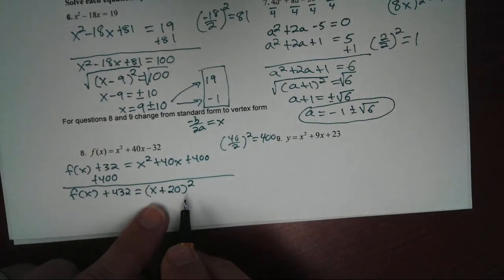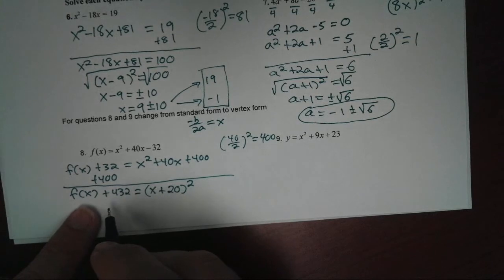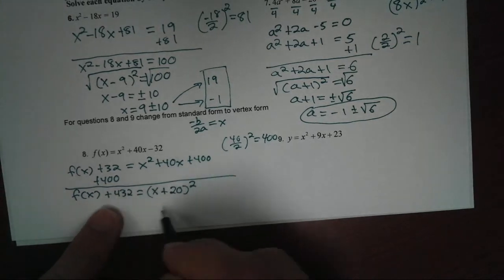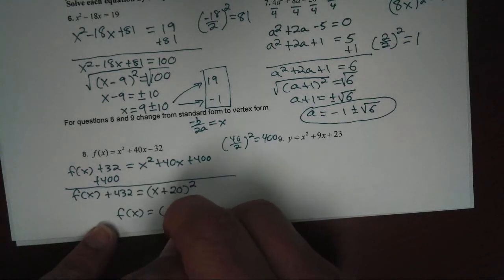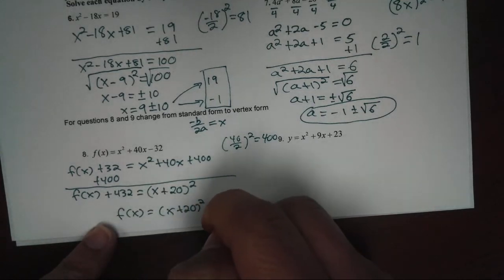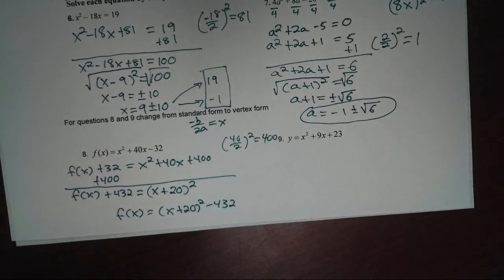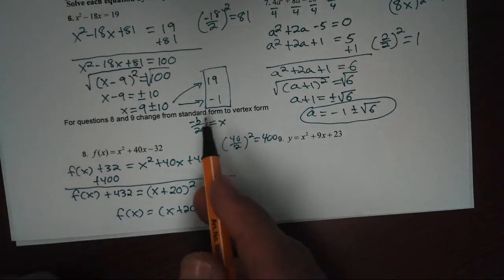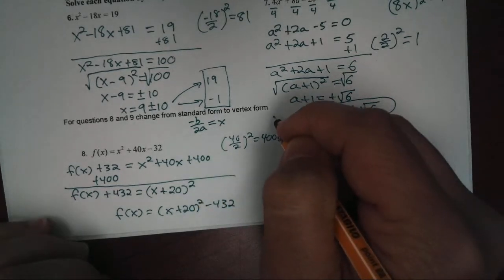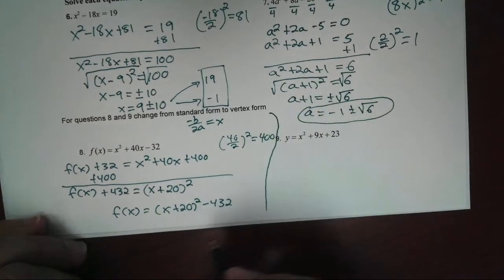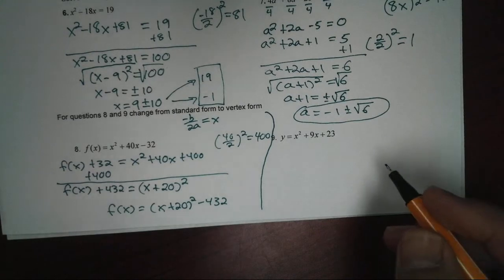So that's almost vertex form, except we don't have f of x by itself. So let's just subtract 432 from both sides. And by doing that, you're now in vertex form. And we did not have to do any order of operations, plugging in of values, so it's much quicker to do it this way. But if you're still not comfortable with it, then do it the old way that we've done it in the past.